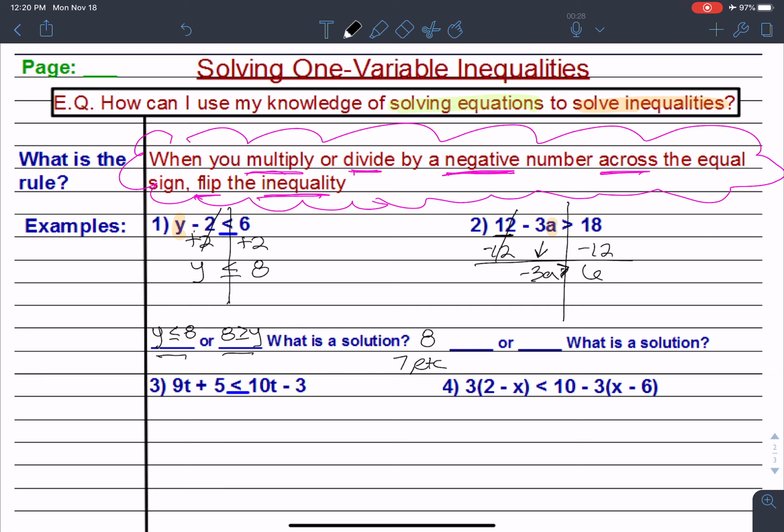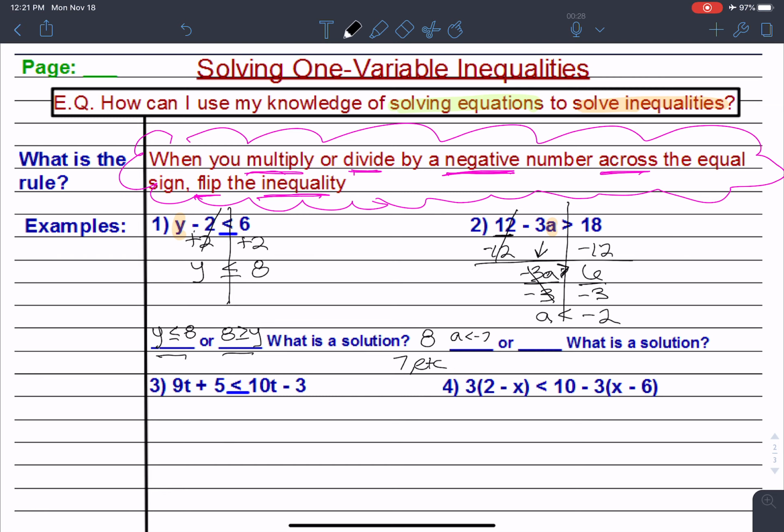Now we're going to multiply or divide by the number that's attached to our variable, which is a. So I'm dividing both sides by -3. My -3s cancel out to 1, and I bring down my a. But hold on. We're dividing by a negative, and when we divide by a negative number that's going across the symbol, we have to flip our symbol. So now instead of greater than, I have less than. 6 divided by -3 is -2. And now we have our inequality.